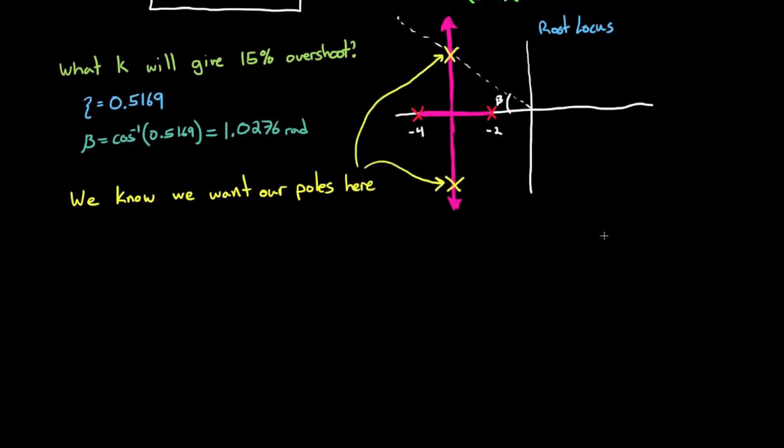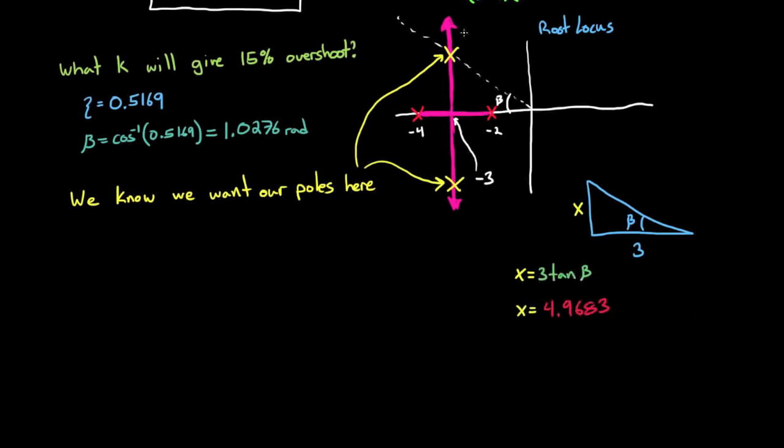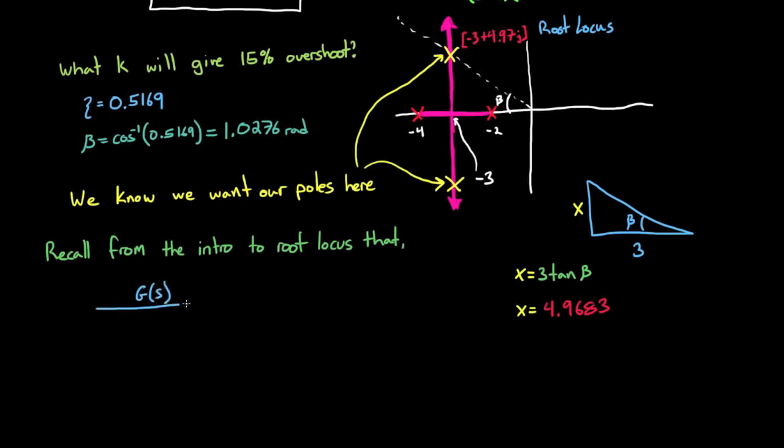And again, we can solve for where this is using trigonometry. This triangle has a real component of 3, and an imaginary component equal to 3 times the tangent of beta. I found it to be just under 5. So we know precisely where the poles should be, and not just approximately now from a crude drawing. Recall from the introduction to root locus, the closed loop transfer function is g of s divided by 1 plus k times g of s. And if we set the characteristic equation to 0, we can solve for the closed loop poles.